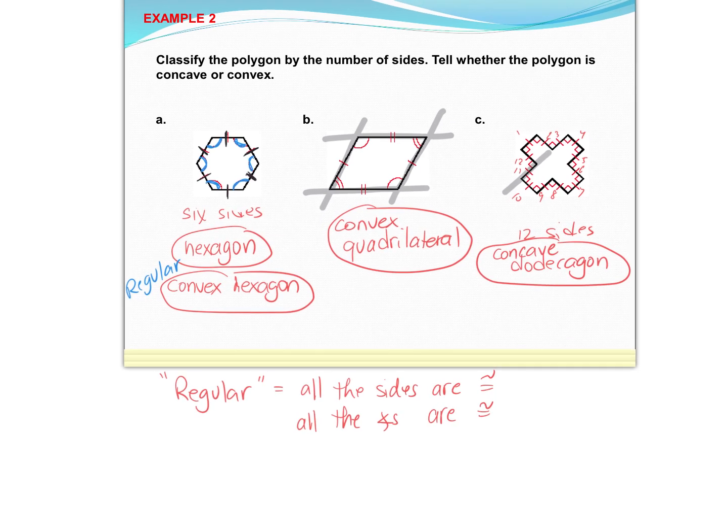When I go to B and I try to do the same thing and I say, well, is B regular or not? I'm going to look at it and I see that I've got this side here, the left side here has 1 tick mark, as does the right. Those 2 are equal to each other. However, this has 2 tick marks, which means it's not the same length as the ones with the 1. So I don't have 4 equal sides here.